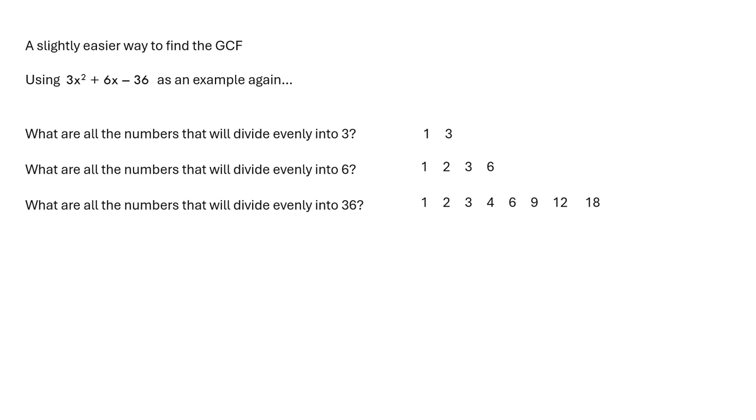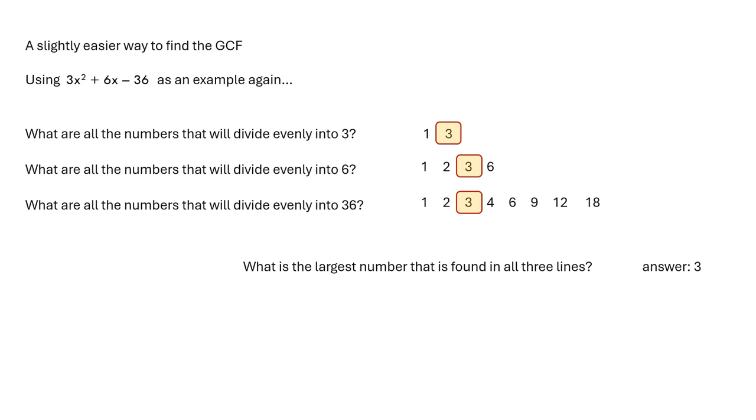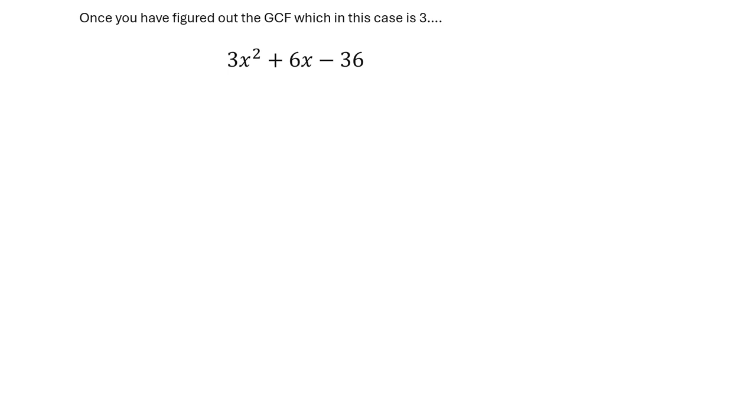But the largest number that will divide evenly into 3, 6, and 36 is 3. So this becomes our greatest common factor. Now, once we have the greatest common factor, in this case 3, there's a very organized, stepwise process we can use to factor these. So we'll start by writing down the greatest common factor. That's a 3.